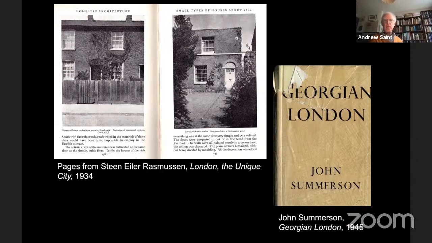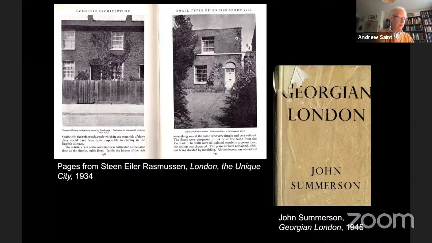The classic texts which put the London terrace house on the map are two famous books which I think I put on the reading list. You see them here. On the left, the Danish architect Steen Eiler Rasmussen's London, the Unique City of the 1930s, and on the right, John Summerson's Georgian London of 1945.